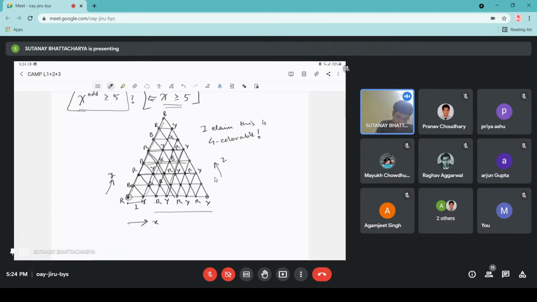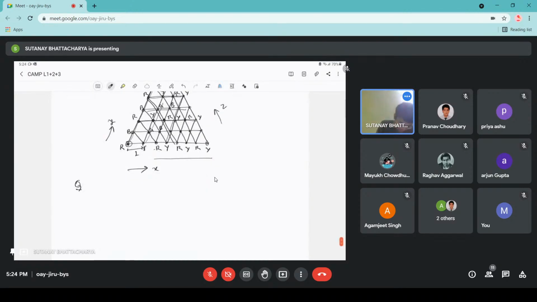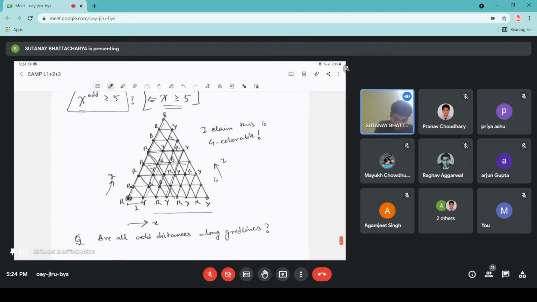And it's easy to check that along these grid lines, odd distances do have different colors. So that is okay. But here's the question: are all odd distances along grid lines? Is it possible that this point and this point, for example, have an odd distance? I think some of them, because of a rhombus, are an integer times root 3, so that's not a problem.